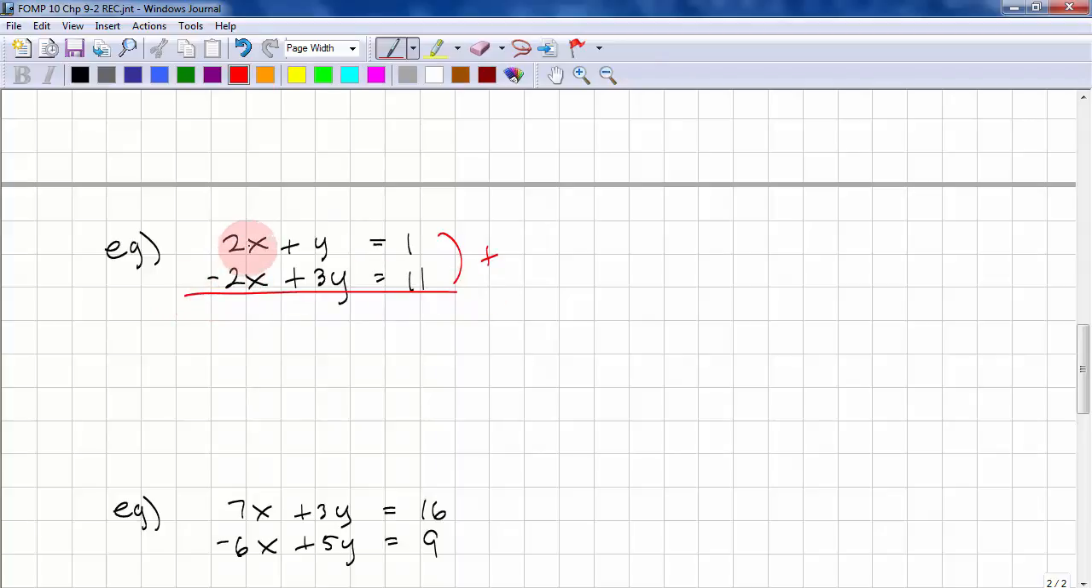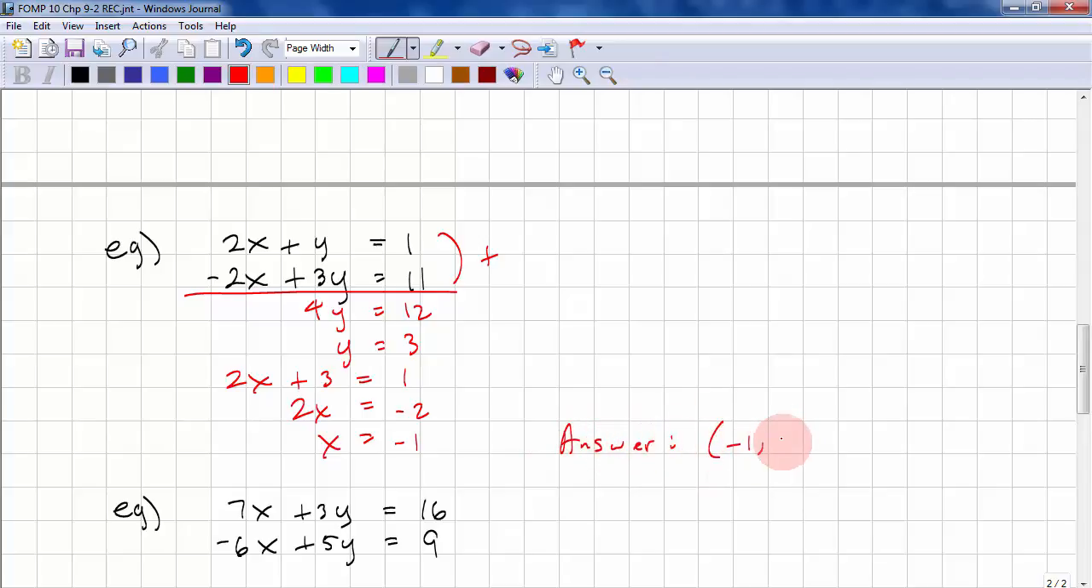Draw a line. 2x minus 2x is 0. We don't write that down. Y plus 3y is 4y. 1 plus 11 is 12. Divide both sides by 4. 12 divided by 4 is 3. Substitute back. We'll substitute it into this one. 2x plus 3 equals 1. 2x equals 1 minus 3. That's negative 2. X equals negative 2 divided by 2. That's negative 1. So our answer, negative 1 and 3.